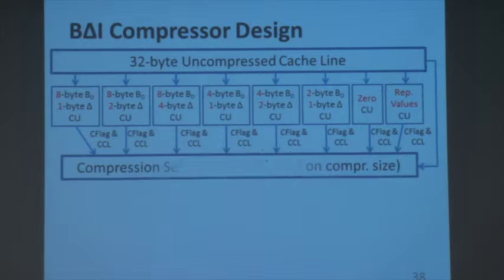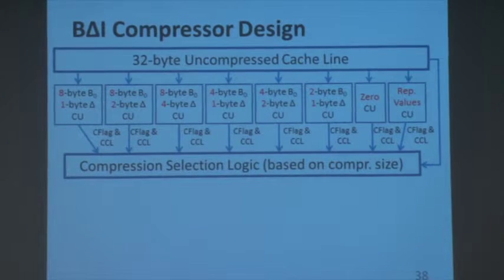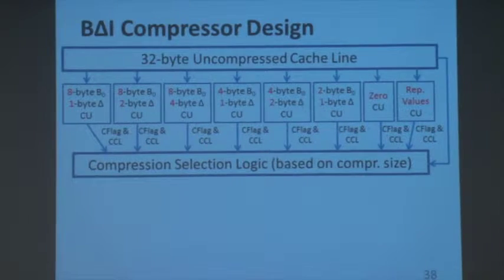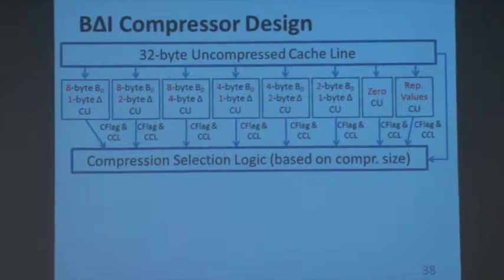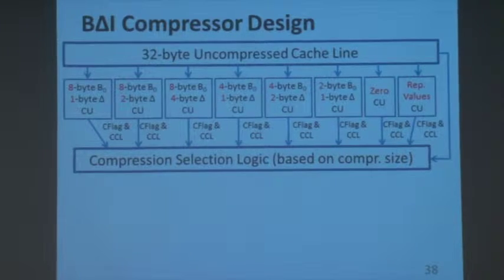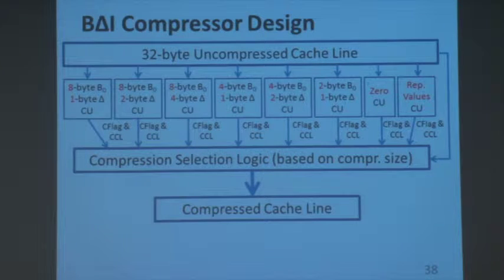Then I have selection logic that knows what the sizes are, because all the sizes are now known. If it was a 64-byte cache line, I need, say, 8 bytes for the base, and let's say all deltas are 1 byte, I exactly know the size. So I can statically pick which compression scheme is better. We just statically know all the compression sizes and pick the best one. And then we get our compressed cache line.